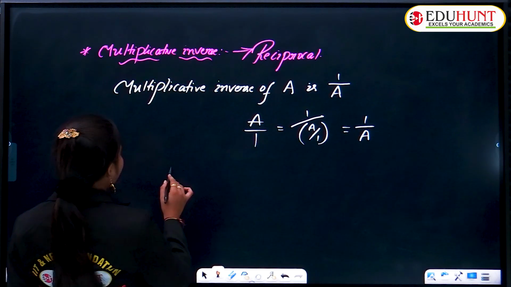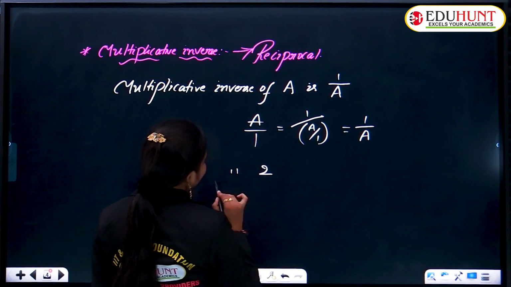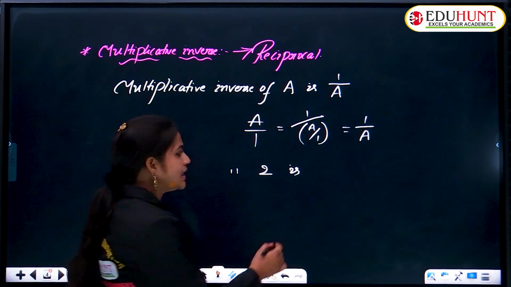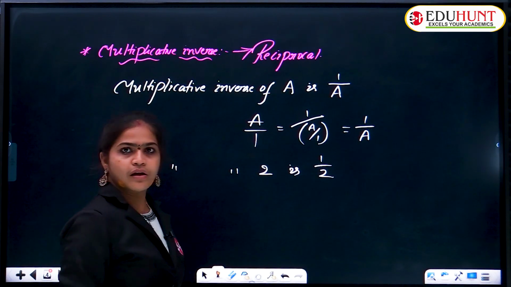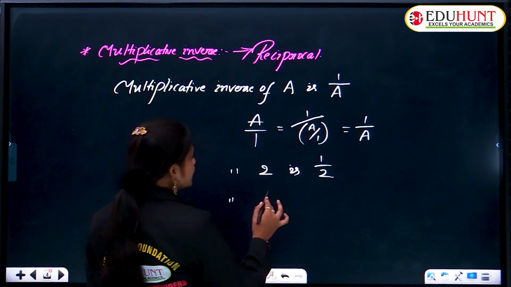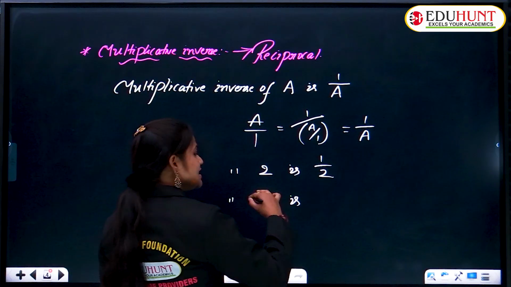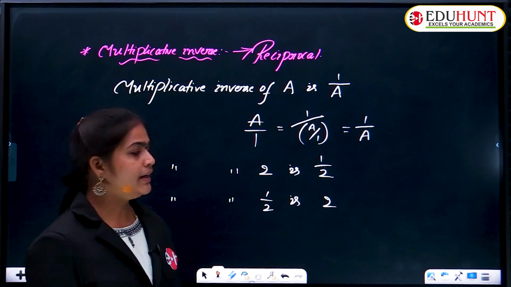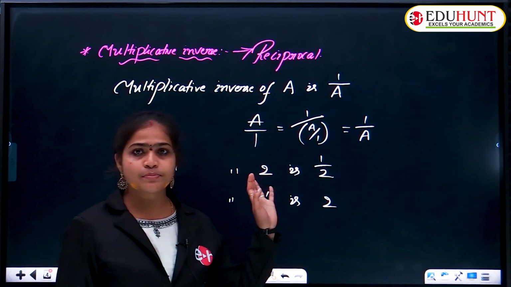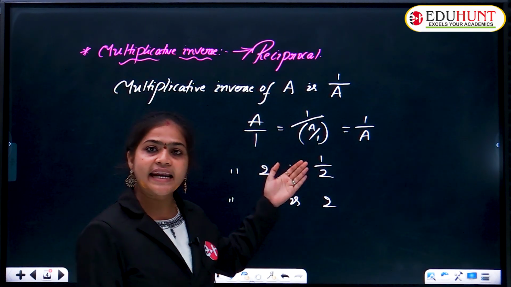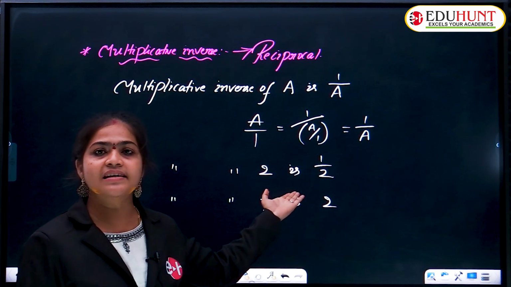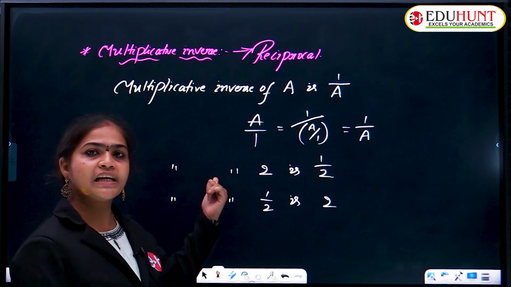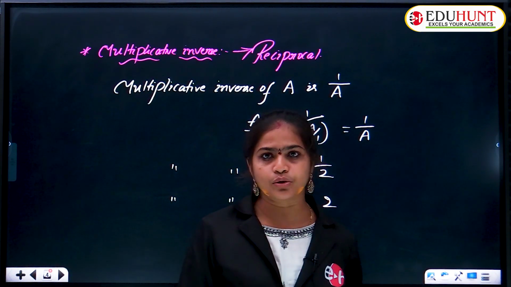Understood? Now the multiplicative inverse of 2 is, what is the answer here? 2 is given, its reciprocal is 1 by 2. And in the same way, the multiplicative inverse of 1 by 2 is its reciprocal, 2 by 1. 2 by 1 is nothing but 2 only. That's why, what is the multiplicative inverse? By changing the numerator as the denominator and the denominator as the numerator, we get the reciprocal. So multiplicative inverse is also called the reciprocal.